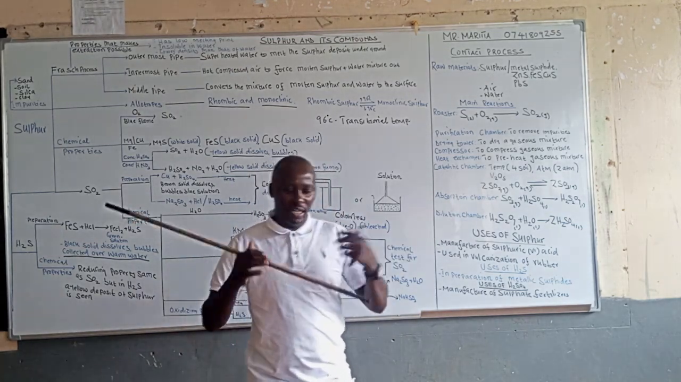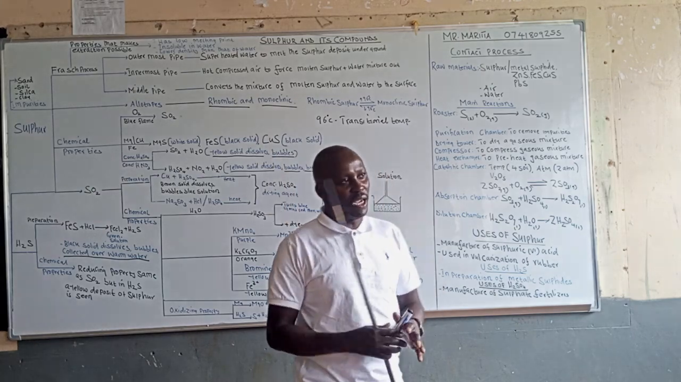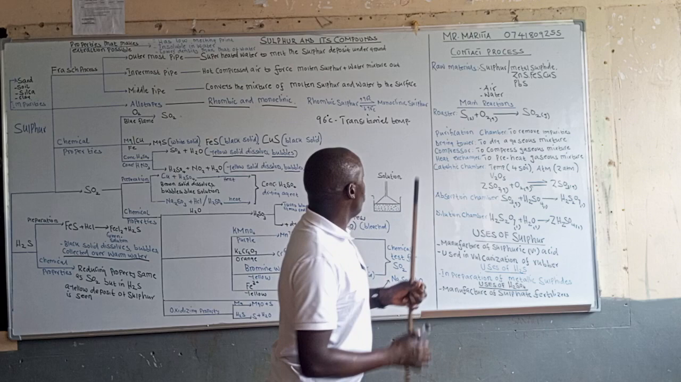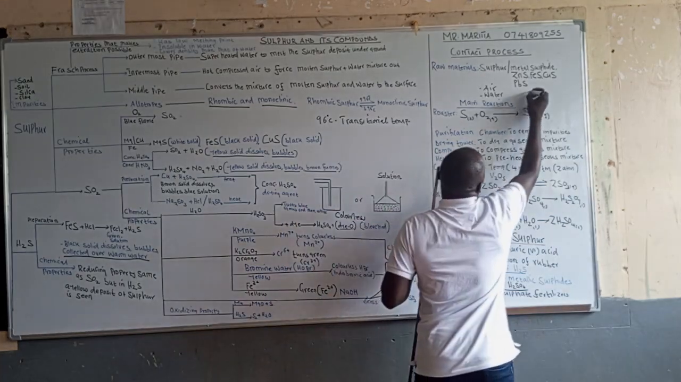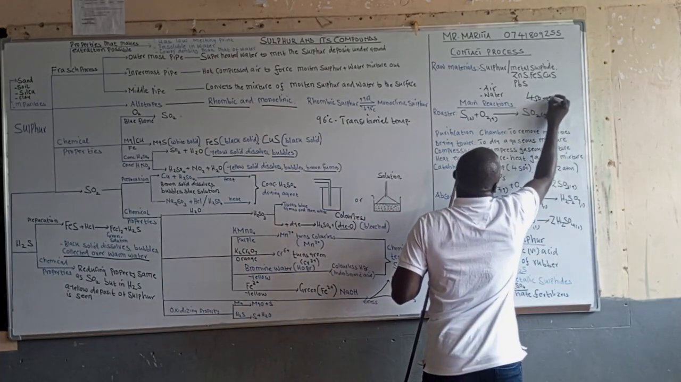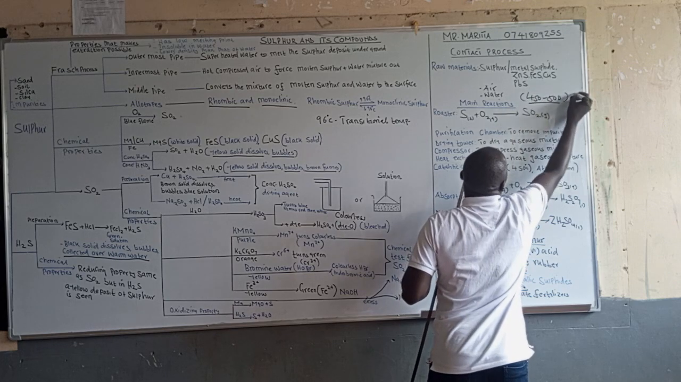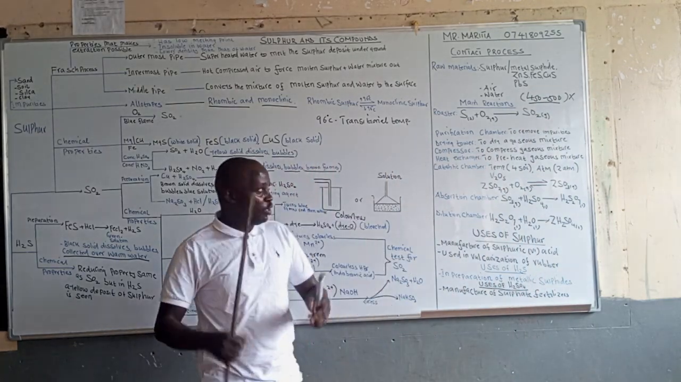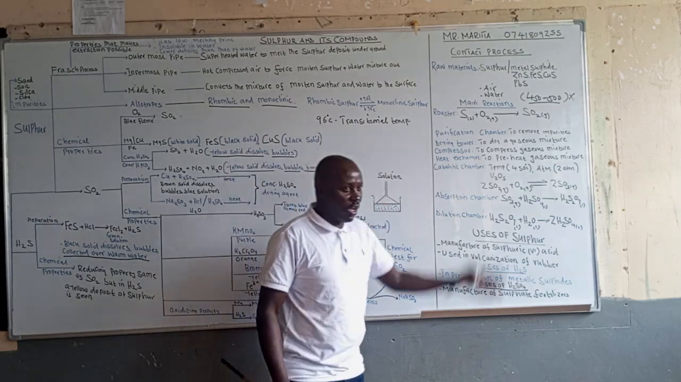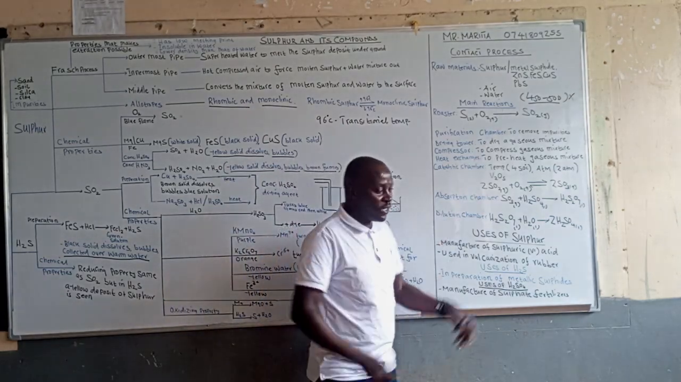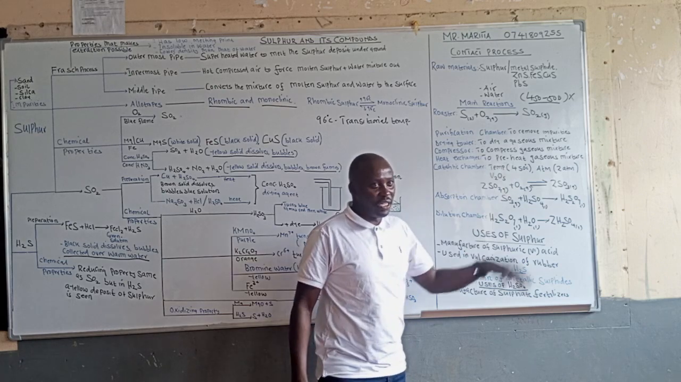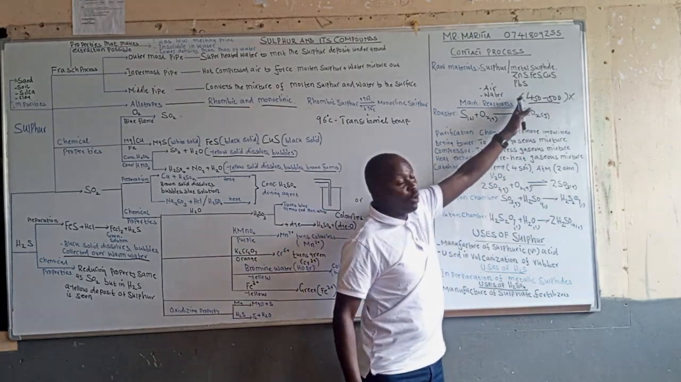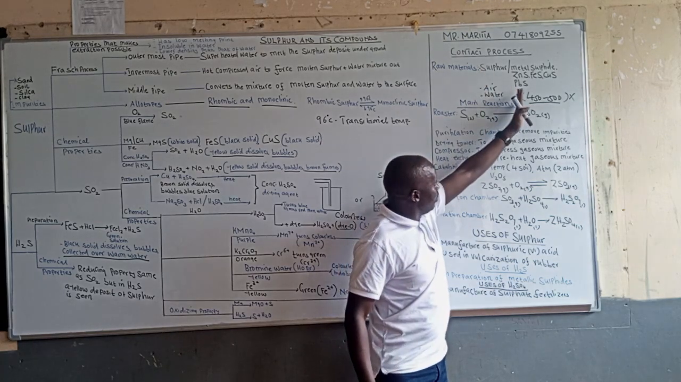Now, when asked in an examination to give the conditions of temperature, a student is not supposed to give the range. You are not allowed to give the range as 450 to 500. You just write a specific temperature, a value between 450 and 500. So you can write 450, you write 470, 500, but it cannot go beyond 500, and it cannot go below 450.